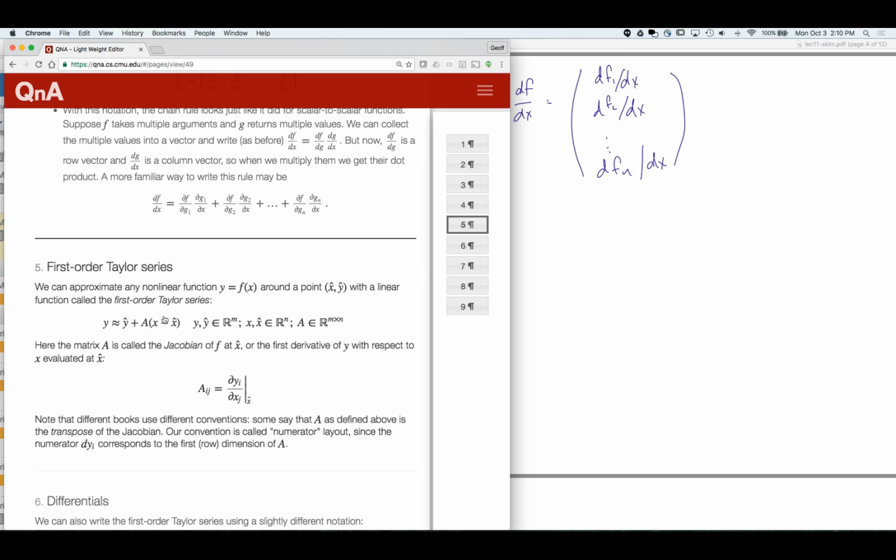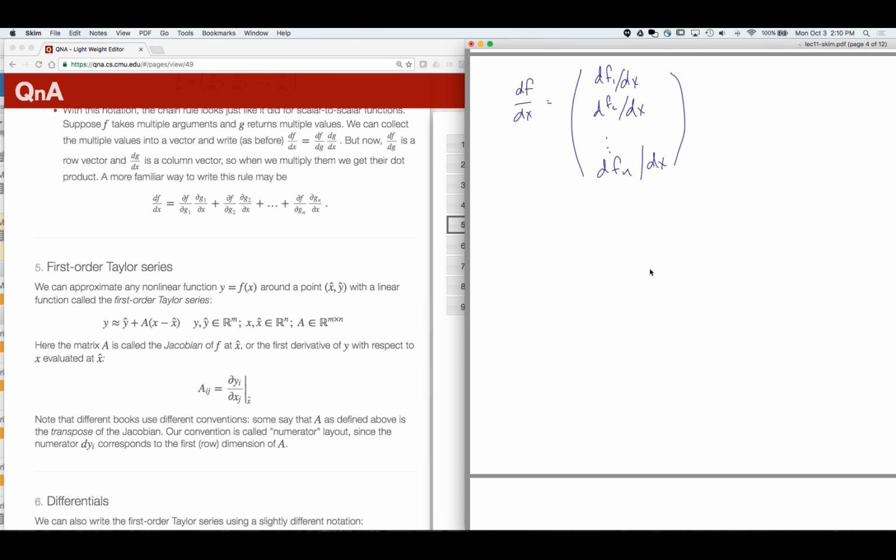And so this is a linear function, right? It's a vector y hat plus a matrix times a vector x minus x hat. And that linear function, the first order Taylor series, approximates a nonlinear function.